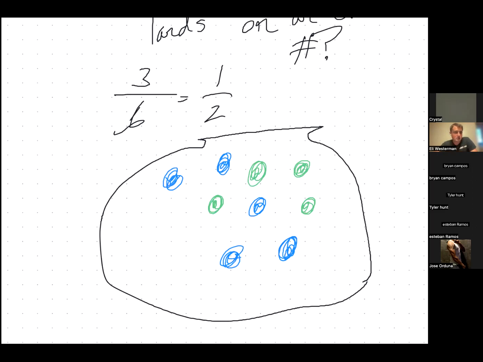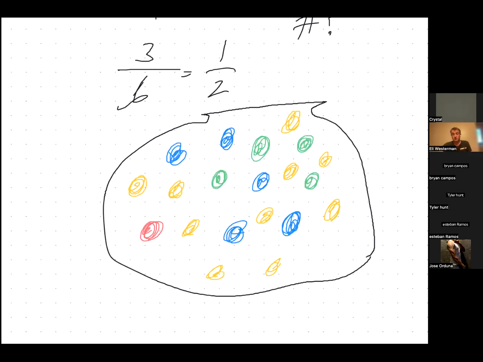So let's draw our 1 red. Oh, that's not red. Got to erase that. That's against the rules. Our 1 red marble. And now let's do our 10 yellow marbles. 1, 2, 3, 4, 5, 6, 7, 8, 9, 10. Now, when you put your hand in the bag, you have an equal chance of picking any of the marbles.